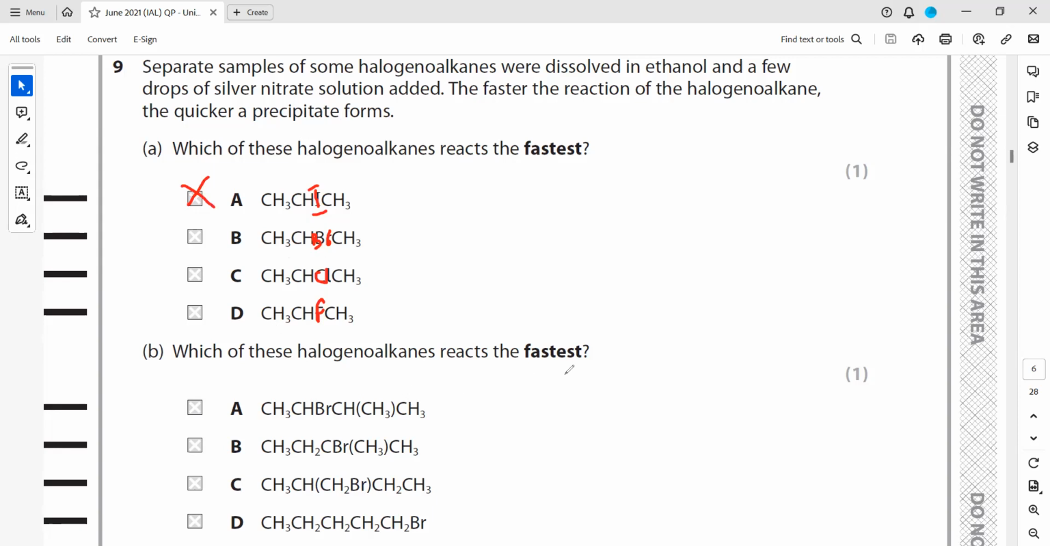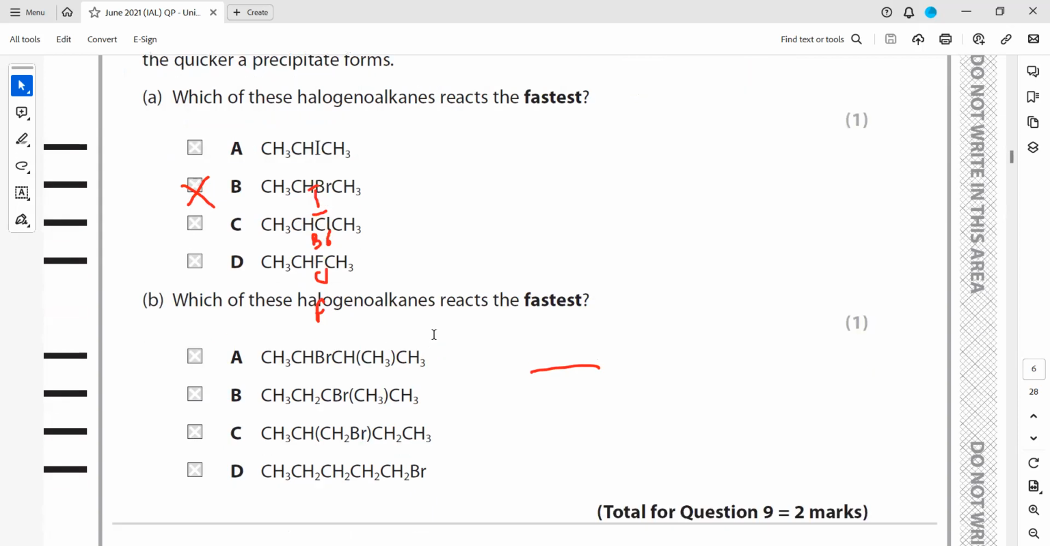Which of the halogenoalkanes reacts fastest? This is about the branched one. If we have a tertiary halogenoalkane, a halogenoalkane which has more branches, the bond will break easily. So when we draw this structure, it will be CH3, CH, Br is there, then CH, then CH3, and then CH3.